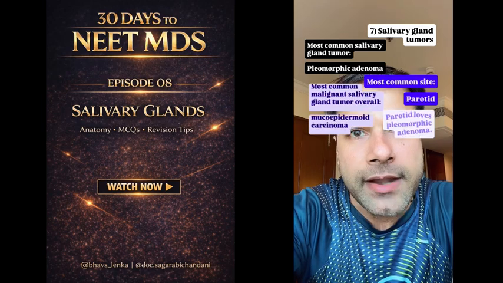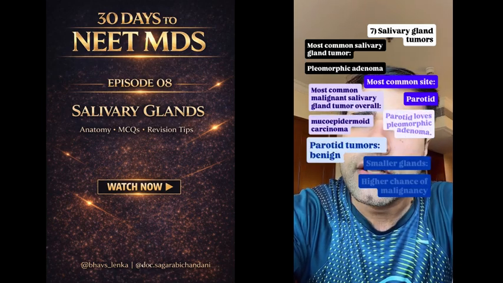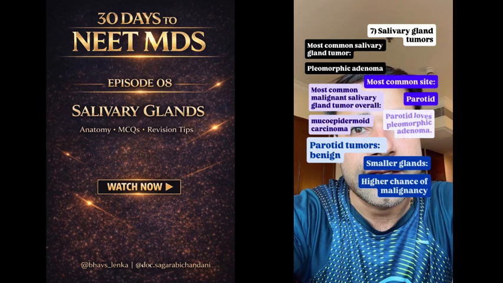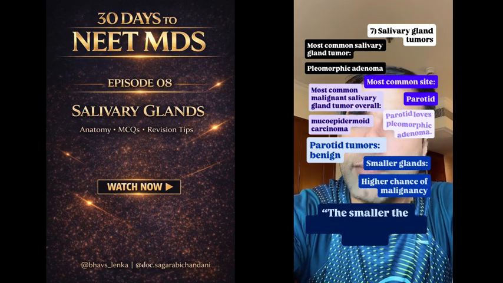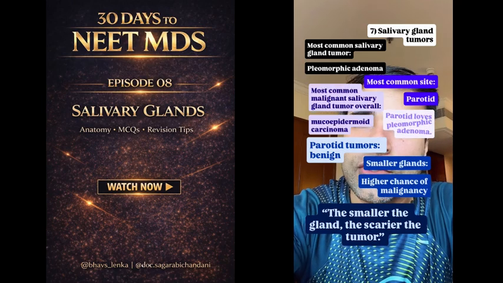Important tumor pattern shortcuts. Parotid tumors, most are benign. Smaller glands, higher chances of malignancy. How to remember? Smaller the gland, scarier the tumor. This is a very useful concept.